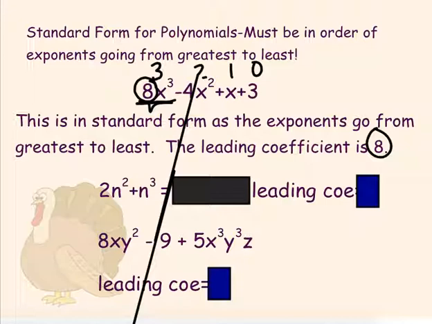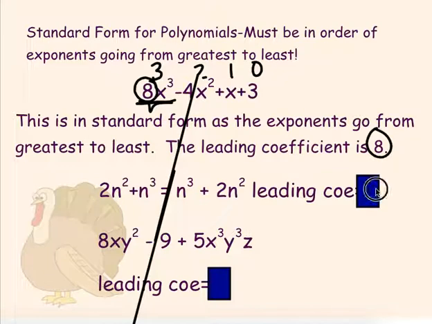So looking at some other examples, 2n squared plus n cubed, well, n cubed actually has the greater degree, so we would put it first. And the leading coefficient on that, well, we're looking at this term and saying, what is its coefficient? Well, actually it's multiplied by 1, so the leading coefficient is 1.